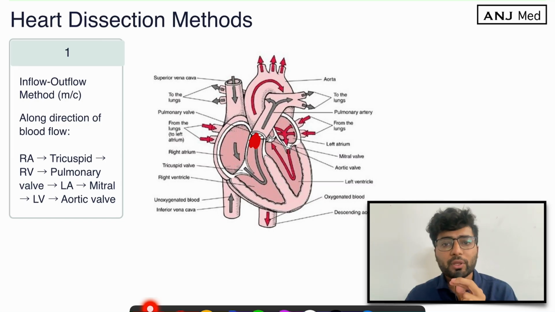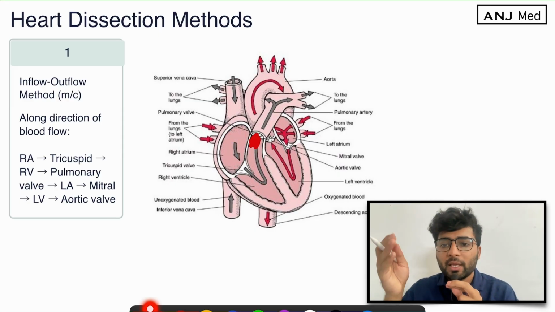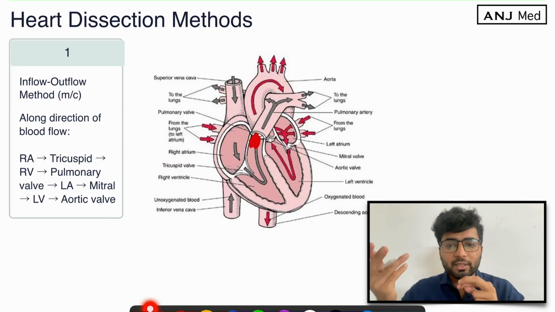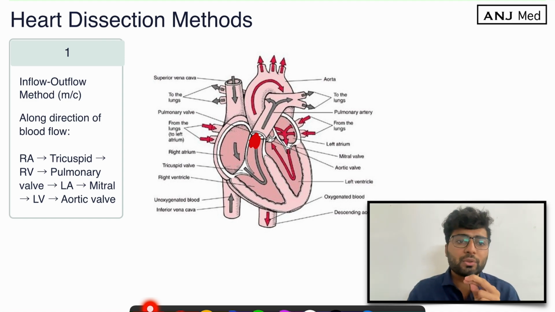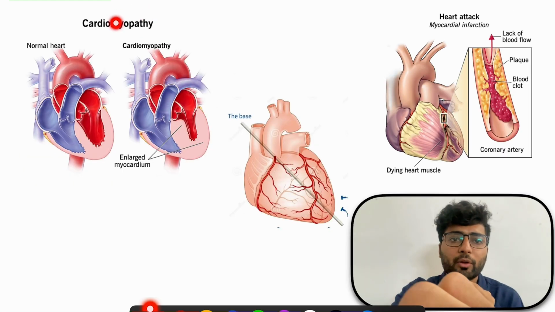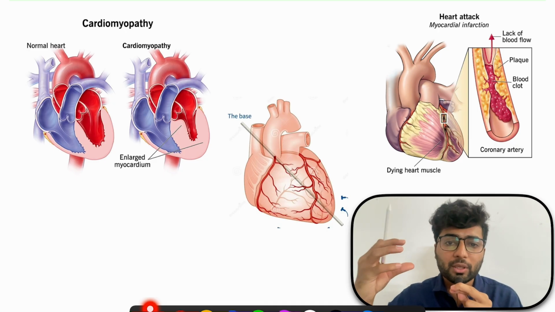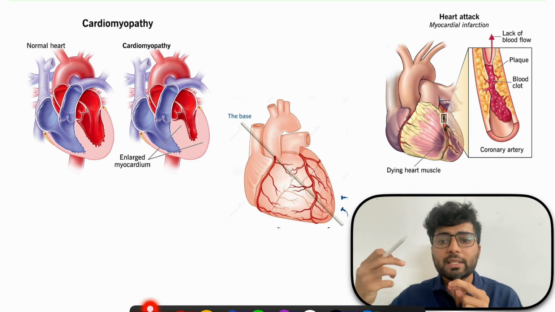So the most common method of heart dissection is the inflow outflow method. So we start cutting from here, and then when we reach here we see the clot. So we make a diagnosis that okay, the patient is dead due to clot over here. So along the direction of blood we have the inflow outflow method. Now this is not the only reason why a person dies due to a heart pathology. There are different reasons. See, one of it is cardiomyopathy. What is cardiomyopathy? This is the normal ventricle muscle, but when the ventricle muscle is enlarged, it cannot pump the blood properly. So the person is dead due to this reason.